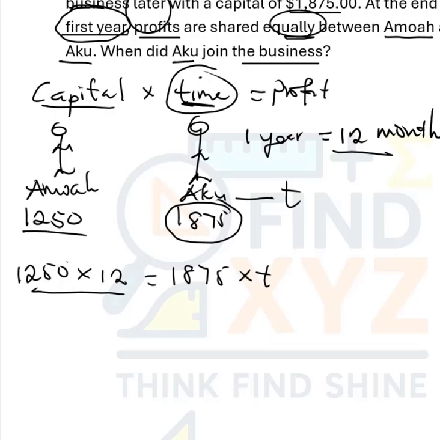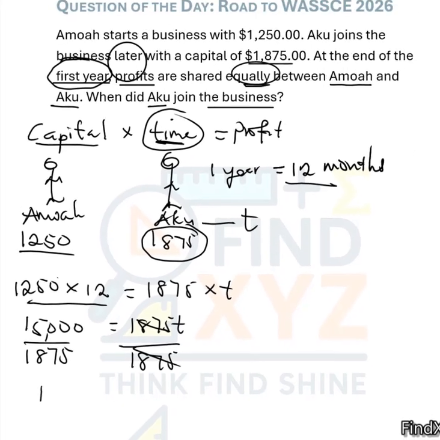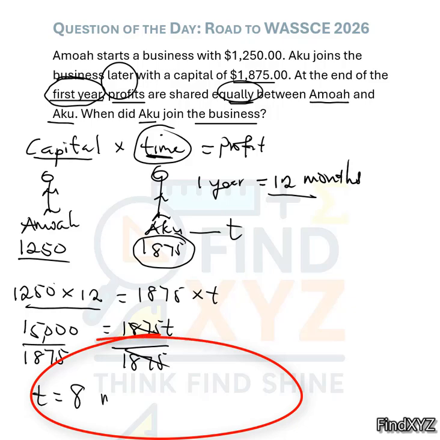Let's multiply 1,250 times 12. That will give us 15,000. Then is equal to 1,875 times T will give us 1,875T. Then we divide both sides by the coefficient of T, which is 1,875. Then let's simplify. We have T to be 8 months.